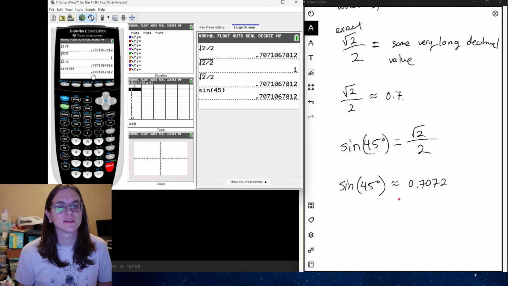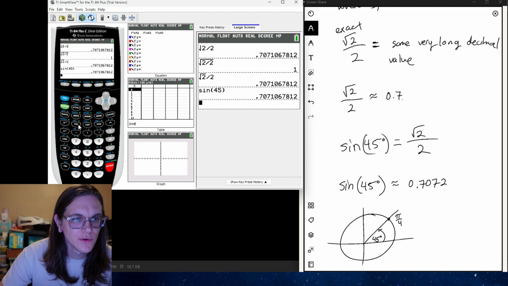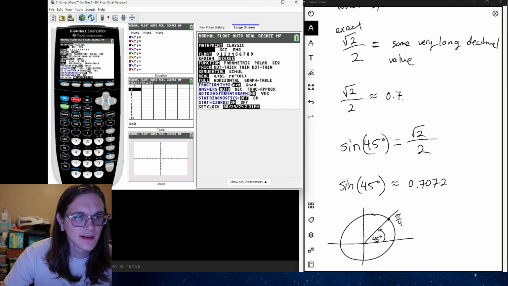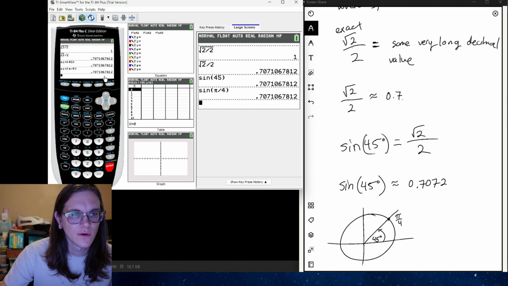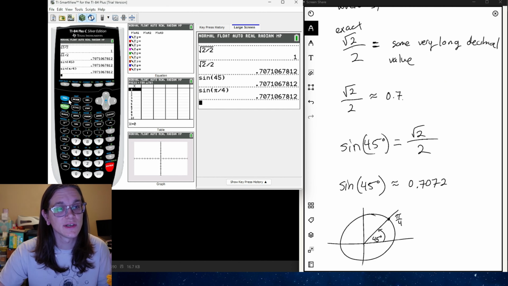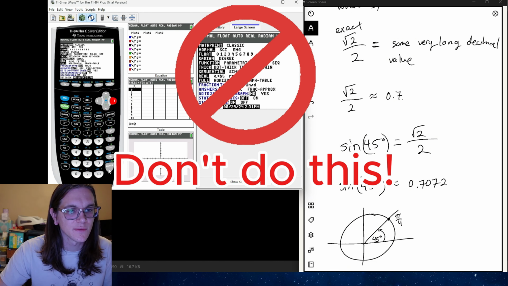0.7072, an approximate value. This point at 45 degrees, if you do sine of 45 degrees, as we change the mode, you're going to get 0.707. And if you do sine of radians, here we go, sine of, shift, pi, and then pi over 4, you'll also get the same value. Now, I'm going to do something on the screen, which is an error. So don't learn this, just understand what's happening.